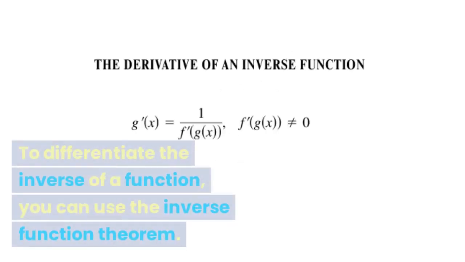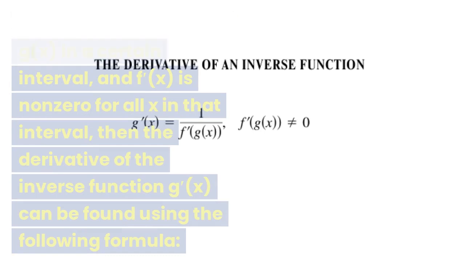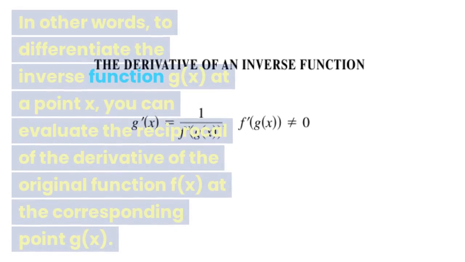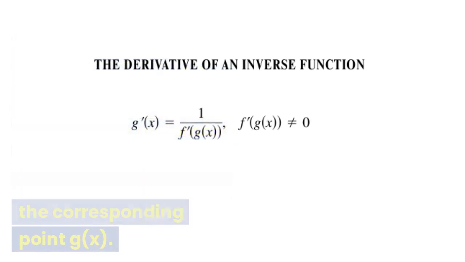To differentiate the inverse of a function, you can use the inverse function theorem. The theorem states that if a function f(x) has an inverse function g(x) in a certain interval, and f'(x) is non-zero for all x in that interval, then the derivative of the inverse function g(x) can be found using the following formula. In other words, to differentiate the inverse function g(x) at a point x, you can evaluate the reciprocal of the derivative of the original function f(x) at the corresponding point g(x).